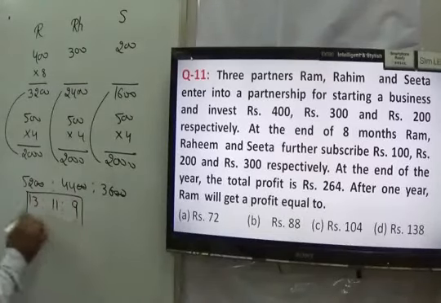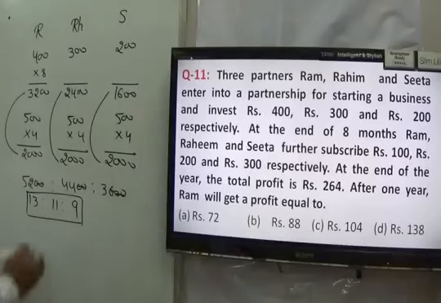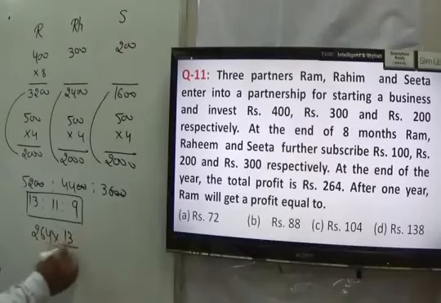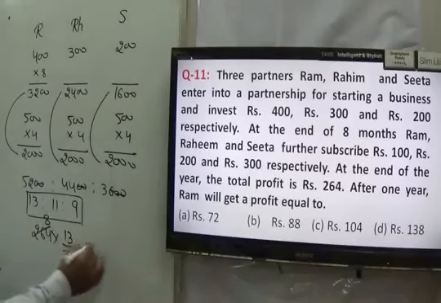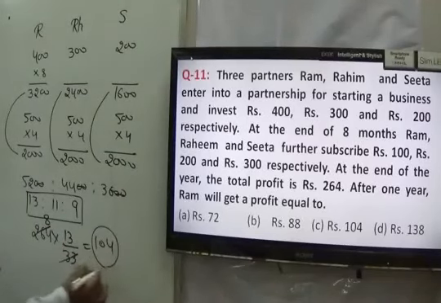Now in the answer we have to find, if the total profit is 264, the share of Ram. That means 13. We can say 13 plus 11, 24, plus 9, 33. It will go on 8. 13 8s are 104. So finally the share of Ram in the total profit is rupees 104.